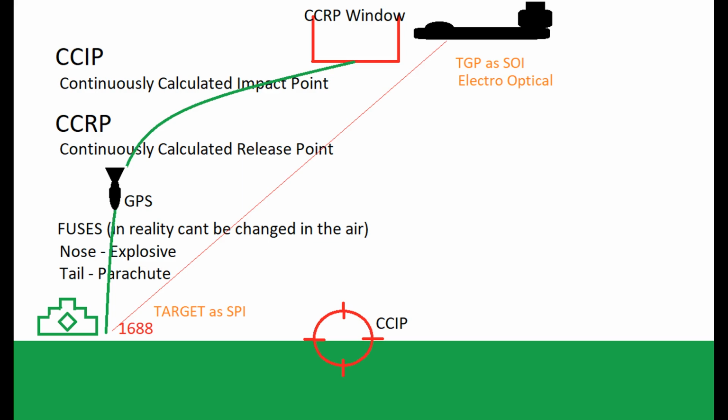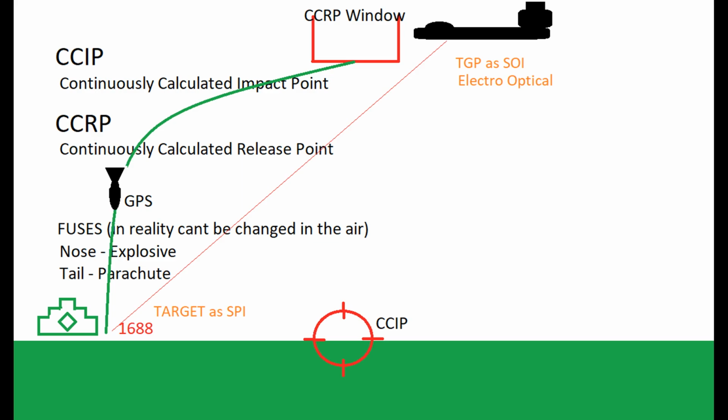CCRP is a continuously calculated release point. Now up at the top here I've got a CCRP window. Basically your flight computer or weapons computer, whichever one does it, will calculate a window of where to release your bomb, where to pickle, and using either the GPS like your JDAM or using the laser guided munitions, it'll give you a window which will give the bomb enough time to correct itself and land on target.